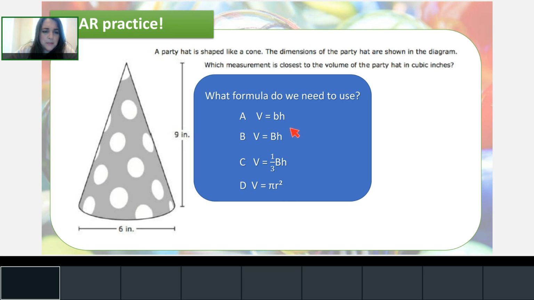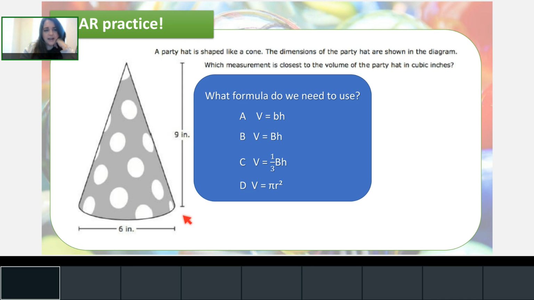Is it volume equals base times height? Look at that little b. Is it the little b? No, that's a little b. We want the big B, right? We want the base. We want that right here. So we want the whole area of this circle. In order to get that, we have to have the large B, right? That formula looks familiar, but is it for a cone? No, this is for a cylinder.